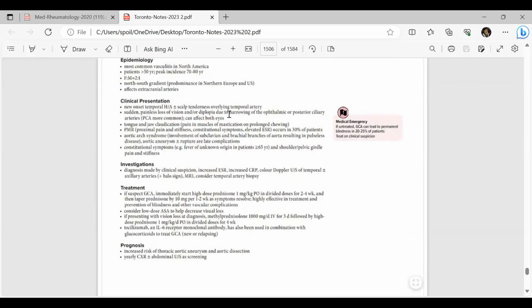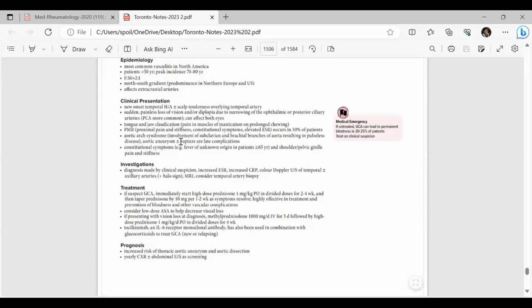Sudden painless loss of vision and/or diplopia due to narrowing of the ophthalmic or posterior ciliary arteries, and it can affect both. Tongue and jaw claudication, which is pain in the muscles of mastication on prolonged chewing. Proximal pain and stiffness and elevated ESR occur in 30% of the patients.